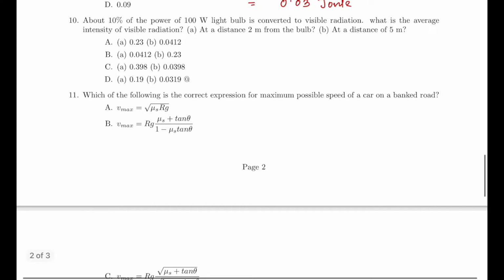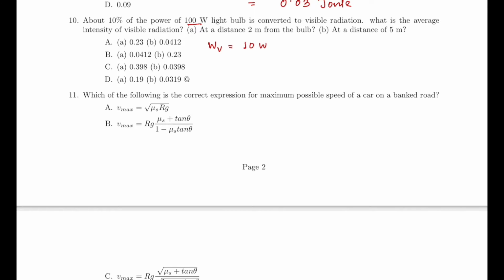Question 10 says, about 10% of the power of a 100 watt light bulb is converted to visible radiation. What is the average intensity of visible radiation at a distance 2 meter from the bulb, and at a distance 5 meter from the bulb? So the visible radiation is coming out with a power W visible of 10 watt, because it is 10% of 100 watts.